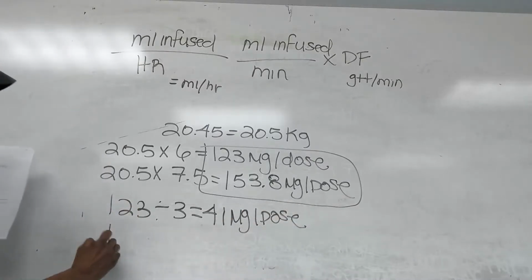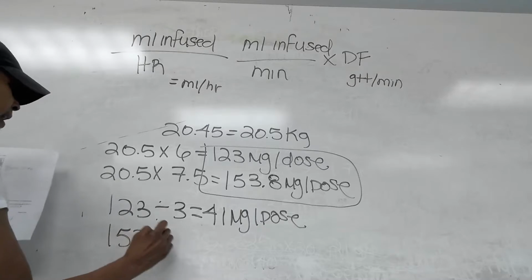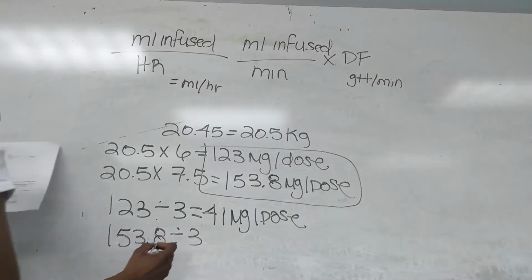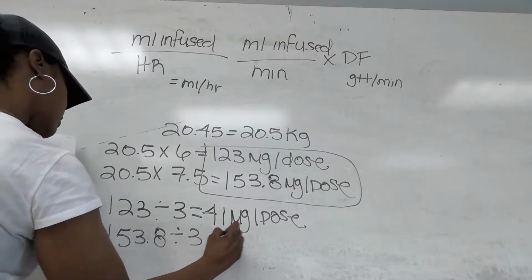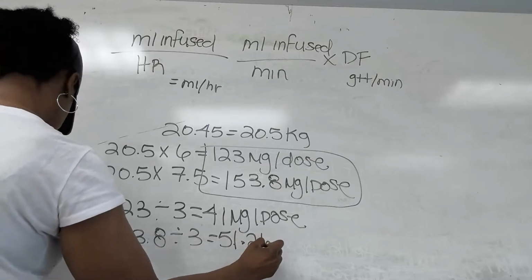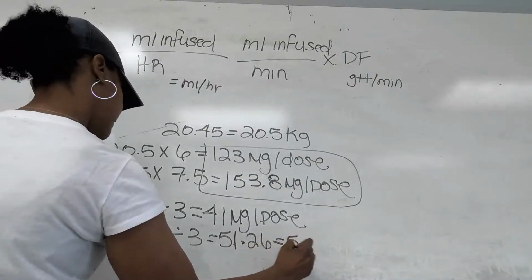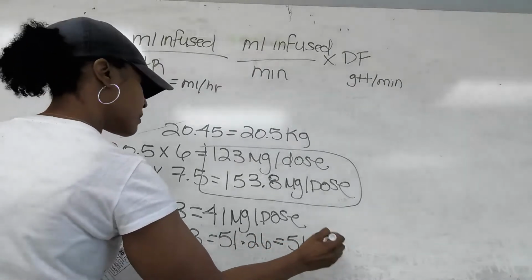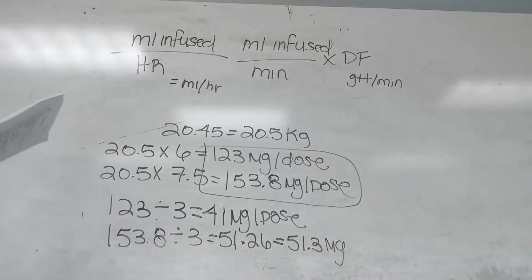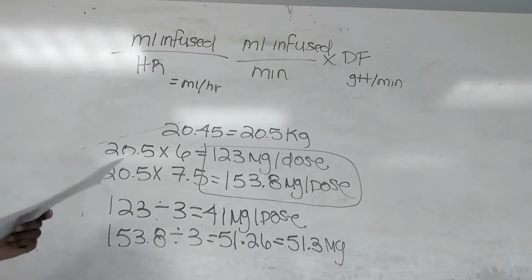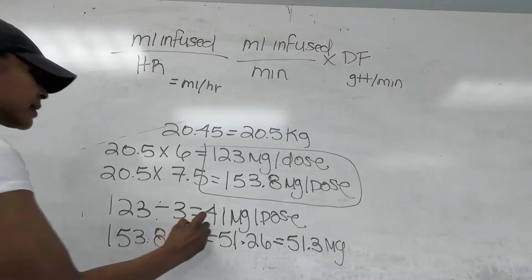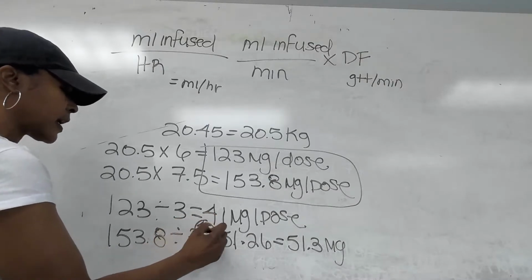Then we take the 153.8, divide that by 3, and we come up with 51.26. We round that to the nearest tenth, 51.3 milligrams per dose. Okay. Is this dosage safe? Yes. Yes, the doctor's order is 45 milligrams, and 45 falls right in between here.